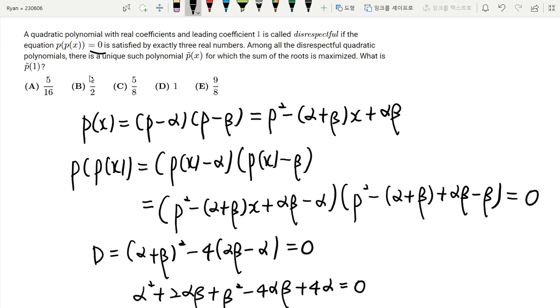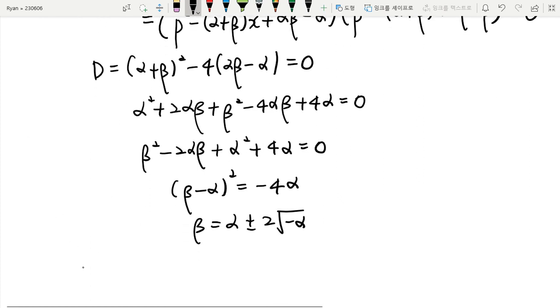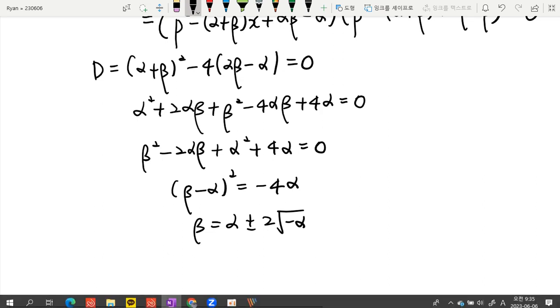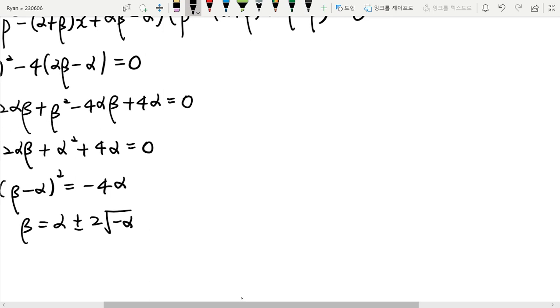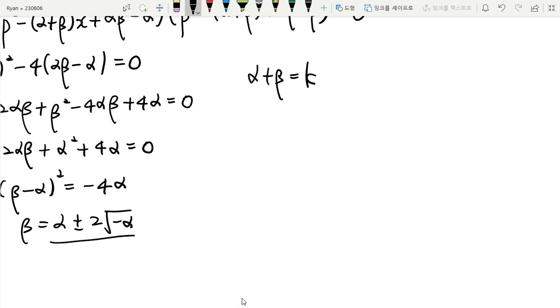we want to find when the sum of the roots is maximized. So that means we want to make alpha plus beta as great as possible. So let's say the sum of alpha and beta is k, for example. And we can change beta to this expression, and in this case, we want to make the sum maximum. We don't have to use this minus sign. We can assume that beta is alpha plus 2 times the square root of minus alpha. So if we use the expression, k is 2 alpha plus 2 times the square root of minus alpha. And let's say this square root of minus alpha is p.